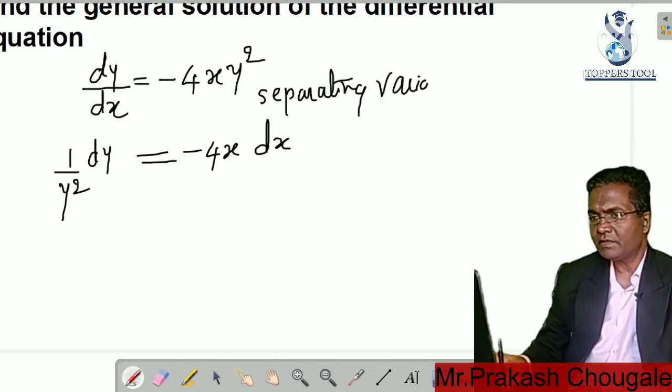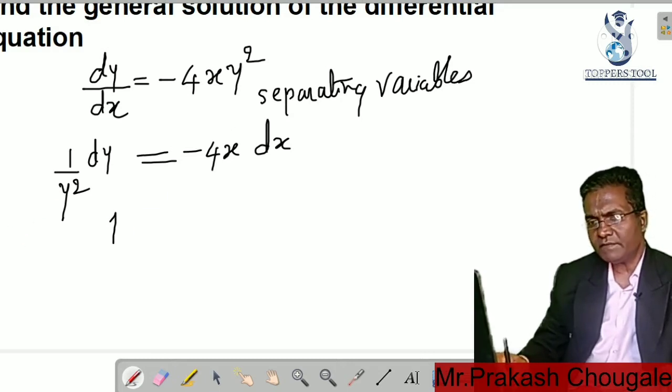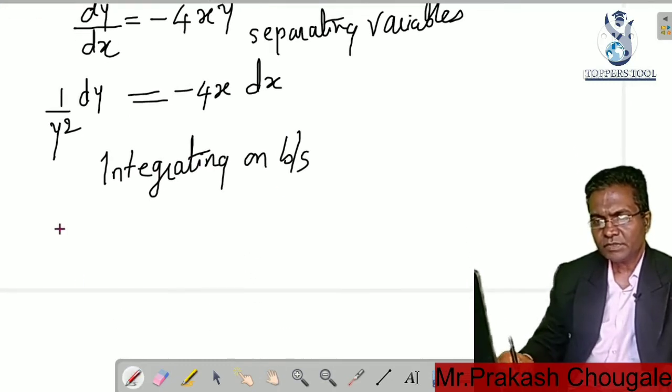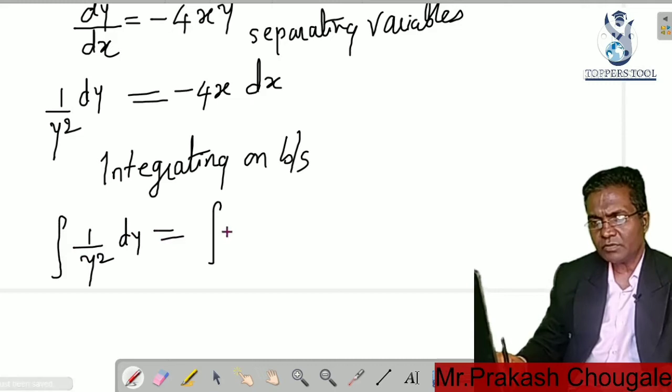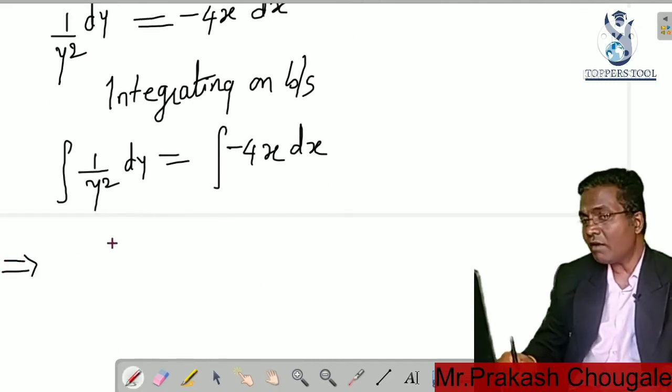Separating variables. Now once the variables get separated, integrate on both sides. So integration of 1 by y square dy is equal to integration of minus 4 dx. Okay, and you know that, or you have to.